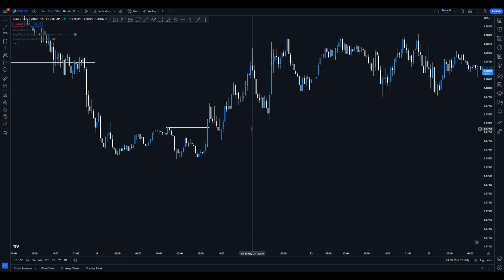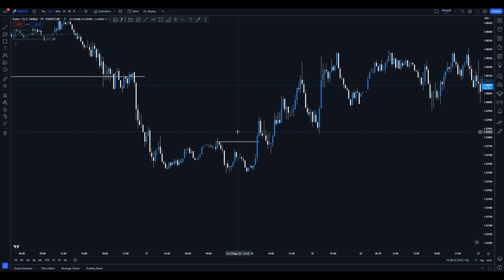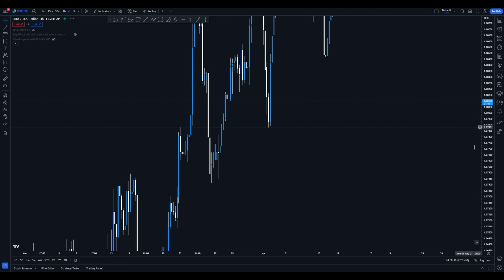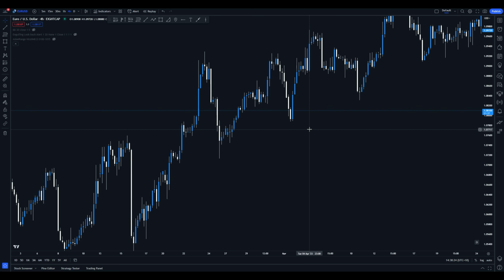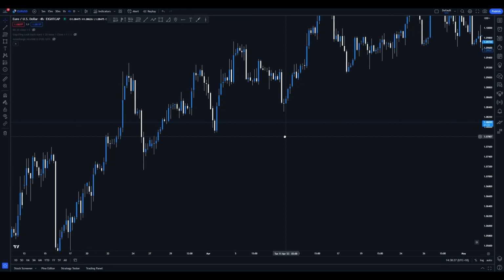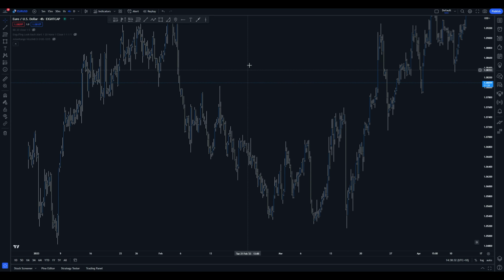So there's a lot more chance of it not respecting those levels on a lower time frame than there are on a higher time frame. And that's not to say that it won't happen on a higher time frame, because it most definitely will. But you just have better odds of it respecting those significant levels. So yeah, that's pretty much that.